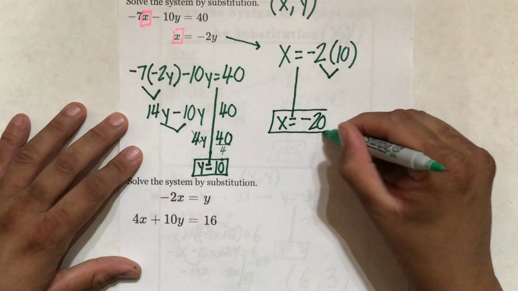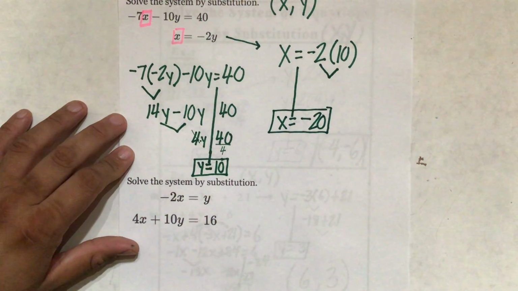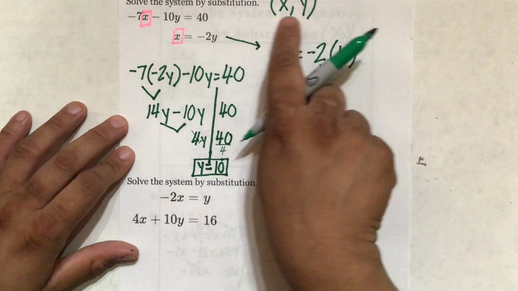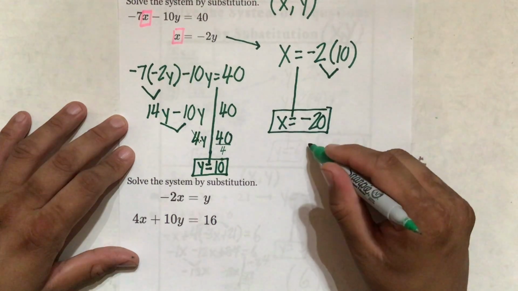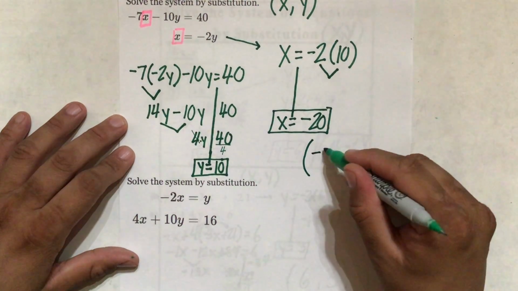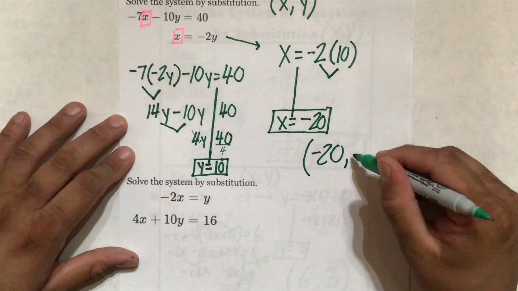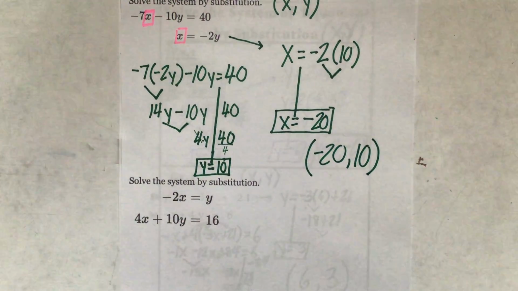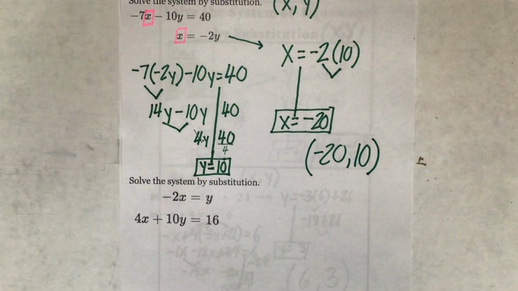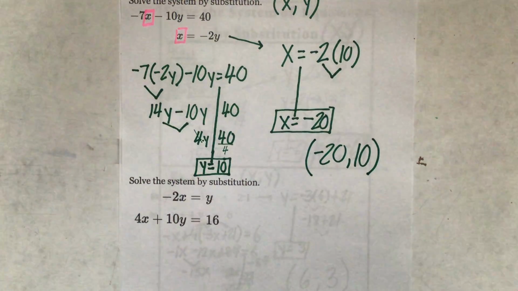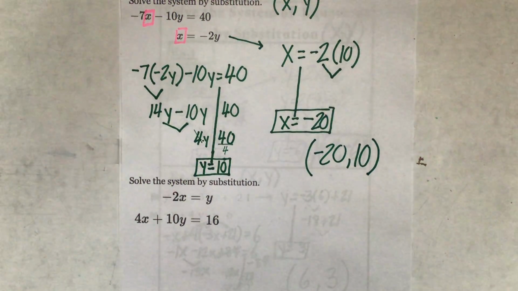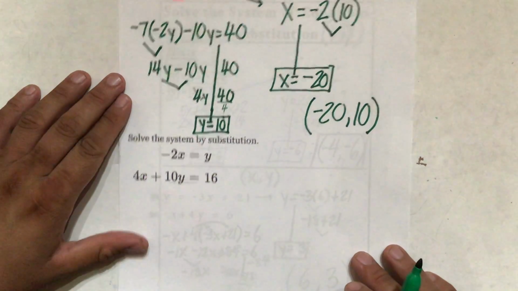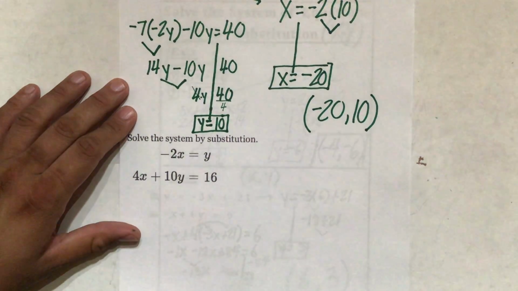So there you go. That's my x. And remember, my answer is x comma y. So x is negative 20, comma, my y is 10. And that is my solution for that example right there. Okay? One more example here. So we're going to solve this second one here that says solve the system of equations.